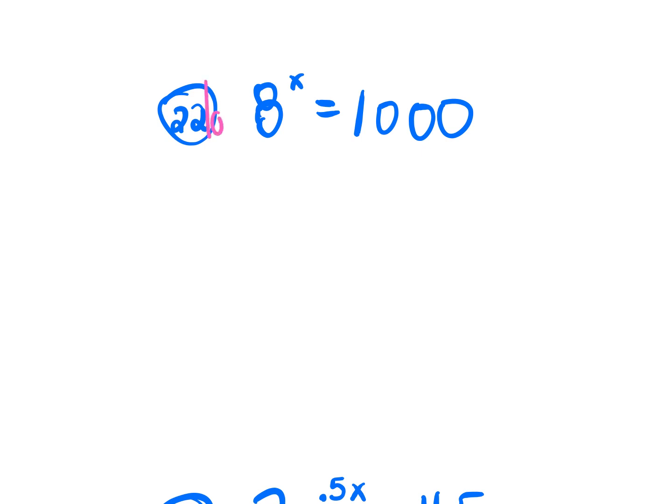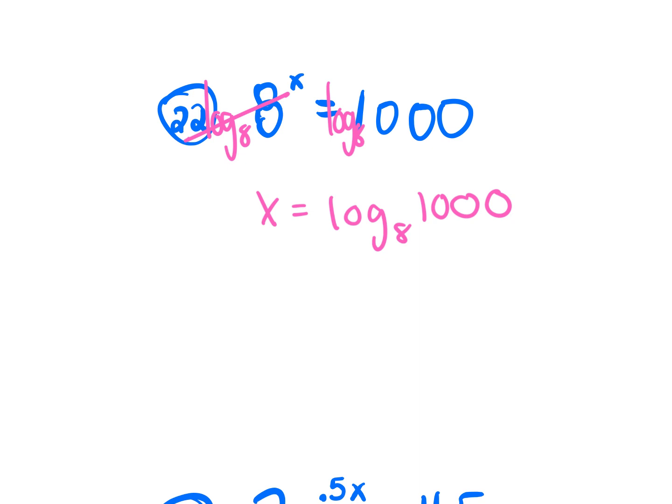You could do that, or you could just take the log base 8 on both sides. So log base 8 of 8 cancels. X is equal to log base 8 of 1,000. Tomas, how do we put log base 8 of 1,000 in our calculator? Log of 1,000 divided by log of 8. Perfect. So we're going to put that in the calculator. So x is equal to 3.322.